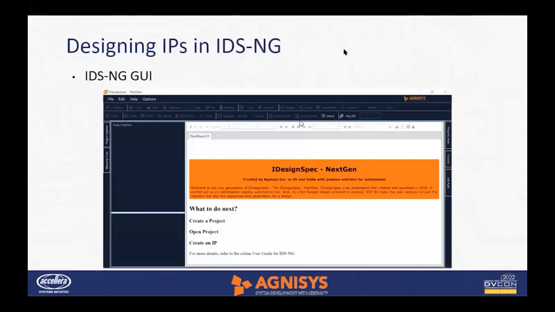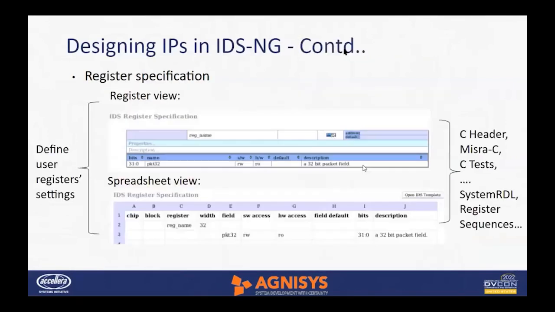Now let's see how to design an IP in IDS-NG. As soon as the IDS-NG application is opened, such a GUI appears. This is the specification toolbar, and this is the project explorer window where all the files will come up. In the specification toolbar, a template of a register can be selected.